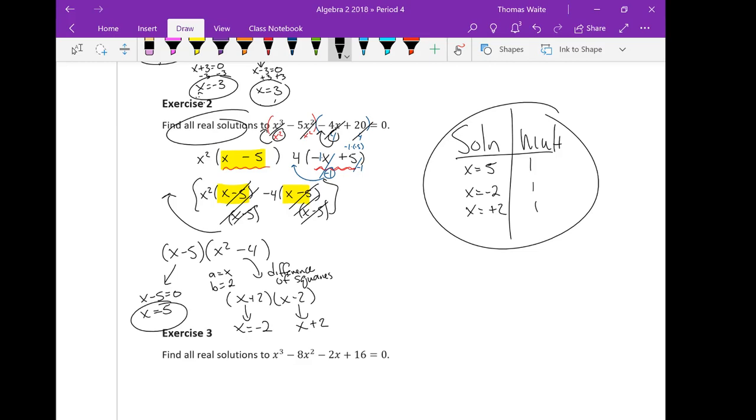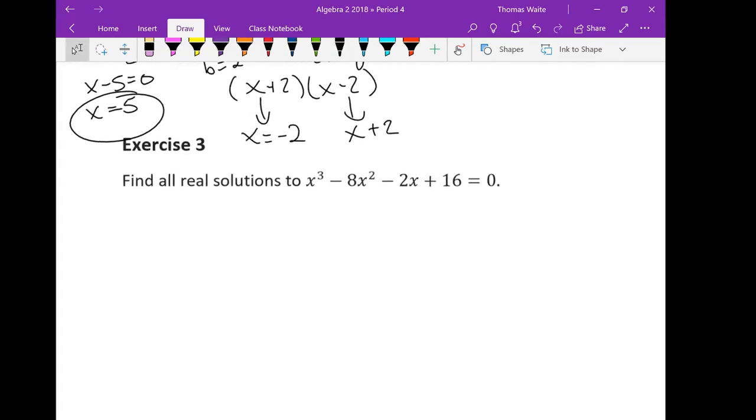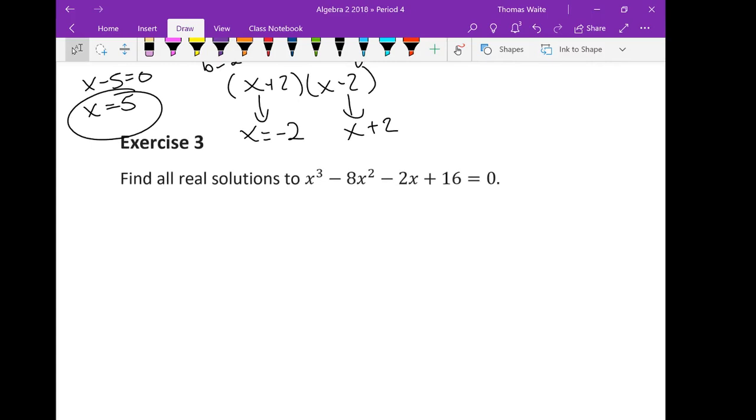Looking at the third one, exercise 3, find all the real solutions to this one. I notice, again, this first group at least has an x squared in common. The second group at least has a 2 in common.